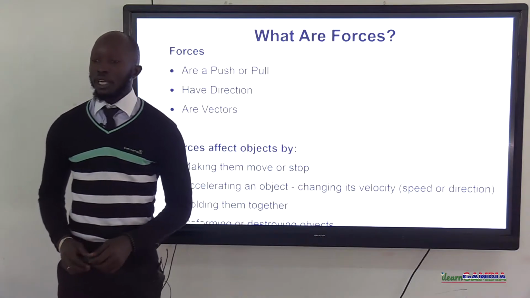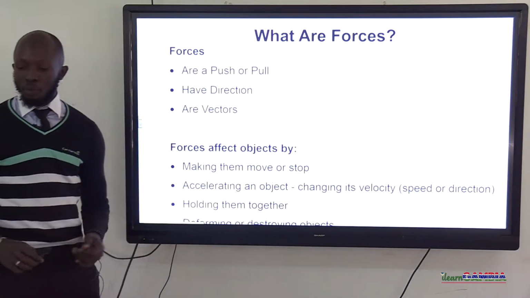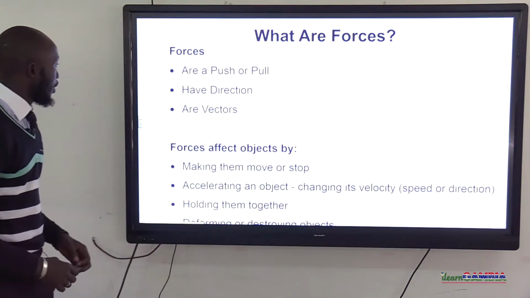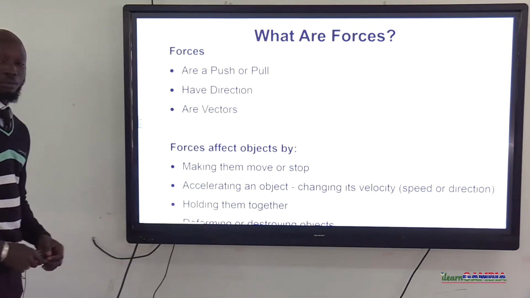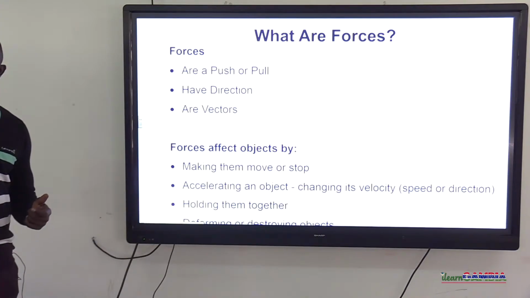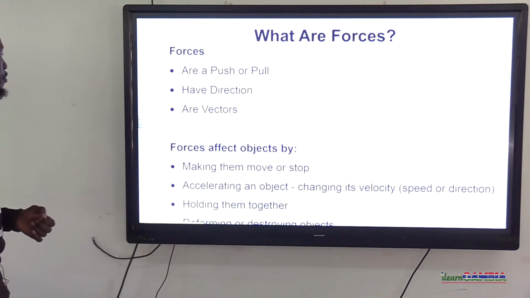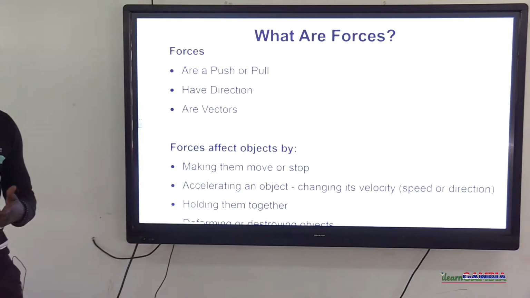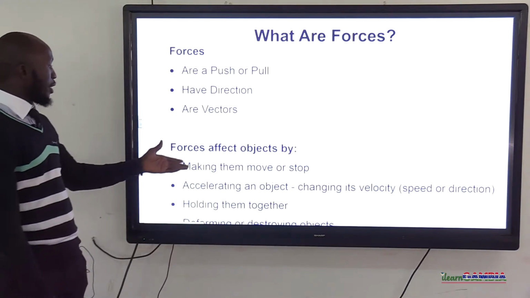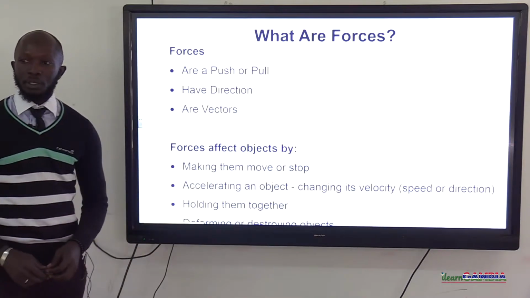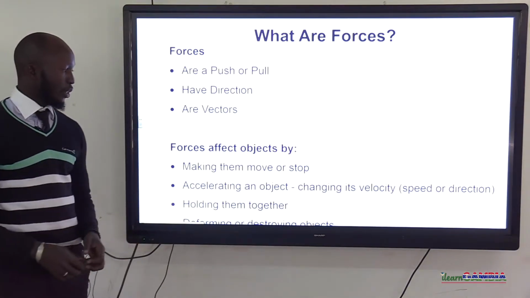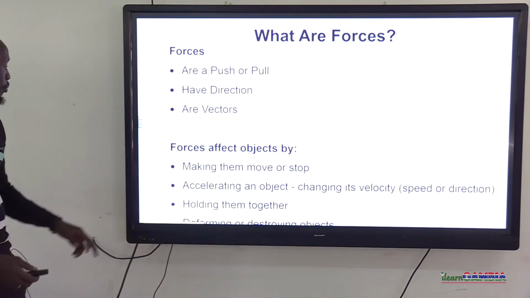So we say forces are either a pull or a push. As you can see on the slide, forces have direction, and that is why we call them vectors. Forces are vectors, and forces affect objects by, one, making them move or stop, just like I said in the introduction, and by accelerating an object, changing its velocity or speed or direction.